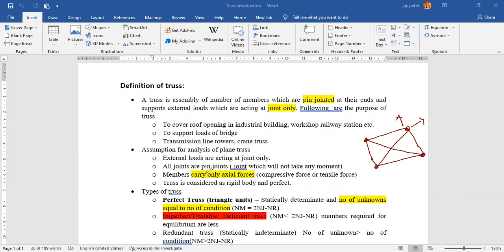Second, a member can carry axial force only. Now just think, load on a truss will be acting on joints only. Now tell me, if I am applying the load at the joint, is there any shear or bending in your member? Suppose I apply the load only on the joint, then from applying at the joint, will shear or bending effect come, yes or no? Think a little and answer.